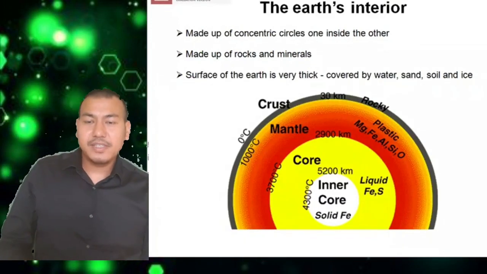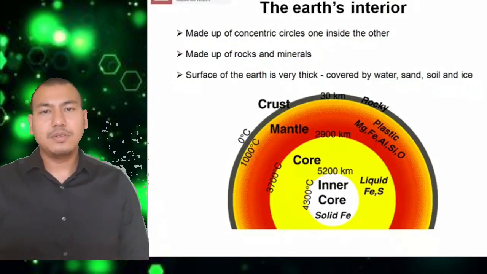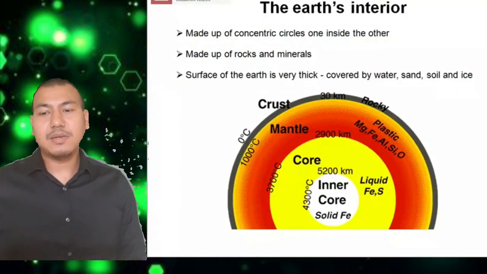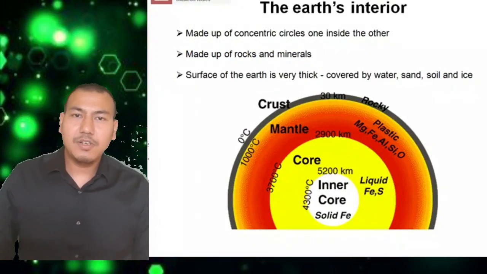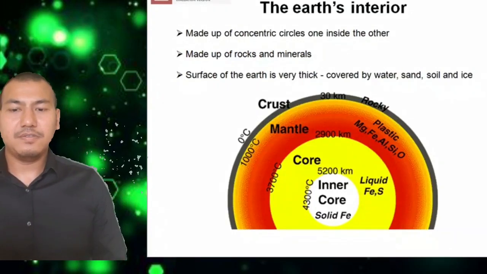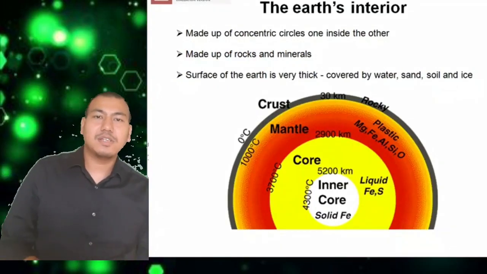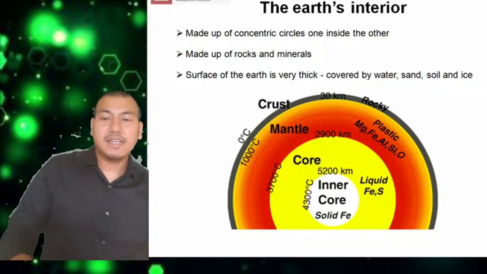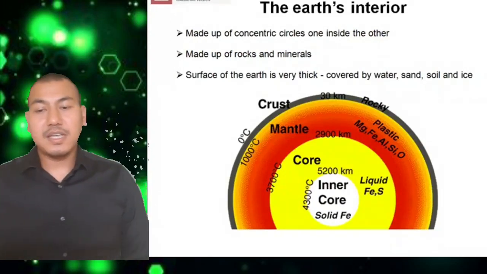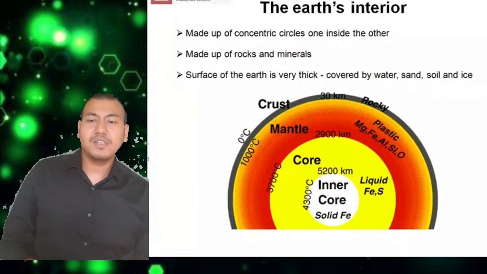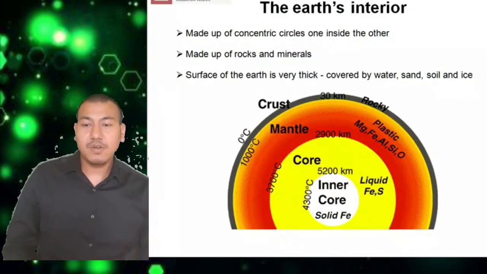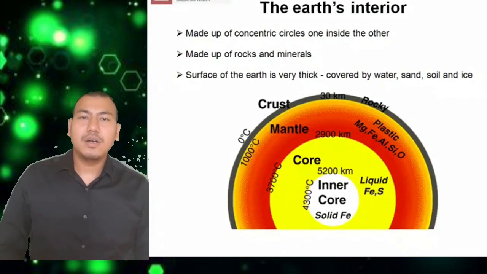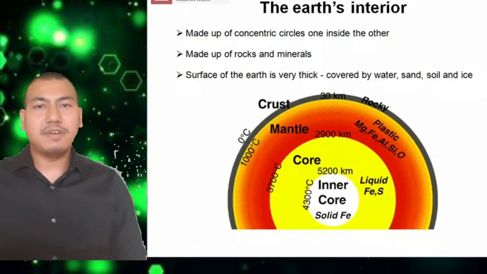And if we go deep inside, then there will be a core that is at 3700 degrees Celsius, where we will find a liquid state of Fe, ferrous metal. Ferrous materials, iron ore, we found in the liquid state, and inside that there is an inner core which has 4300 degrees Celsius, and this one is in the solid phase. So this is how the interior of the earth is divided.